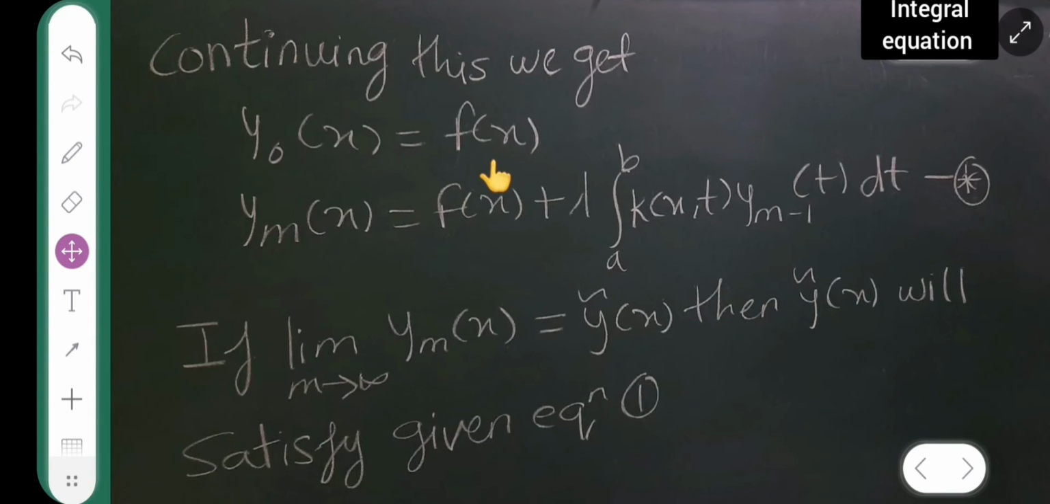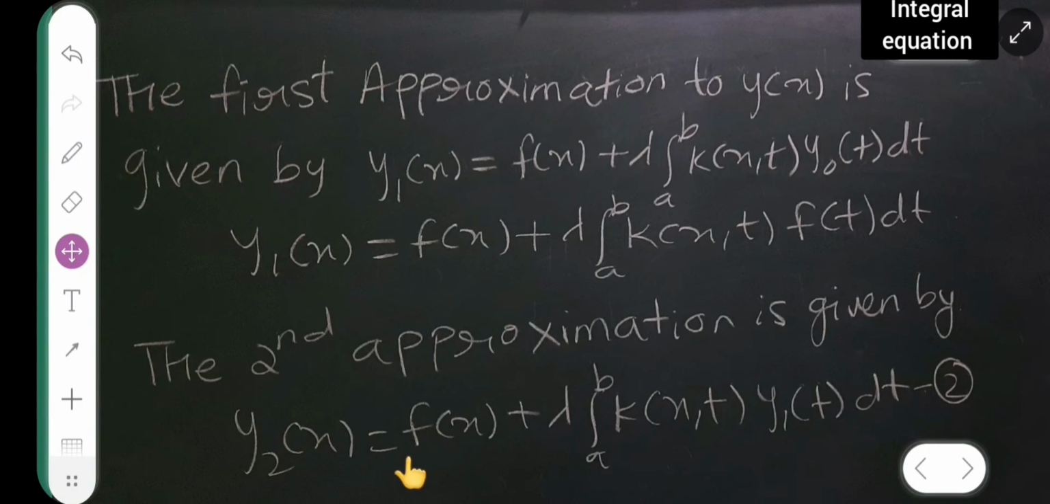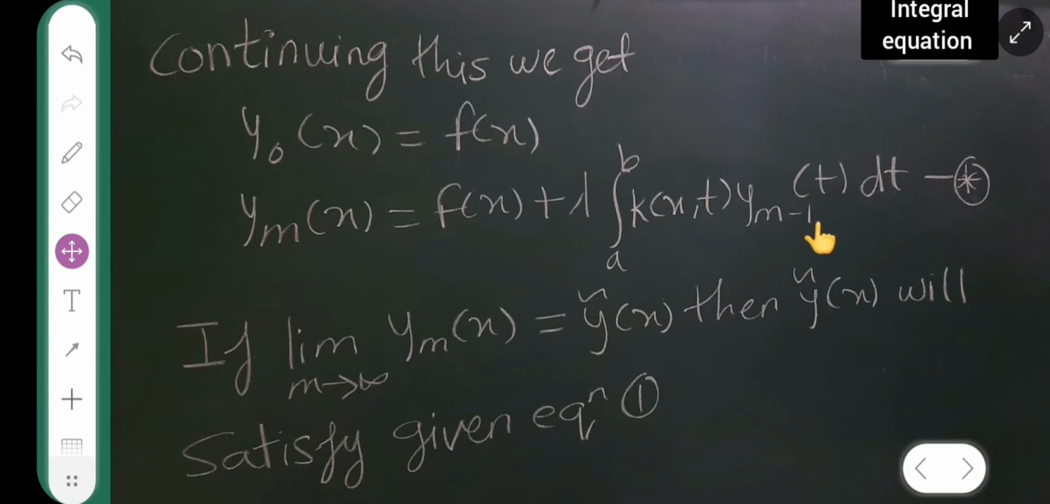And suppose we continue in this way, what we are going to get is y0 of x is equal to f of x and ym of x is equal to f of x plus lambda integral from a to b k of x comma t ym minus 1 of t dt. Consider this as star. Now if m is equal to 2, then 2 minus 1 is 1, right? In the same way, this is the general form.